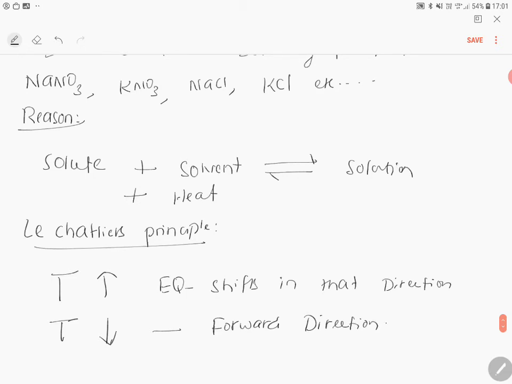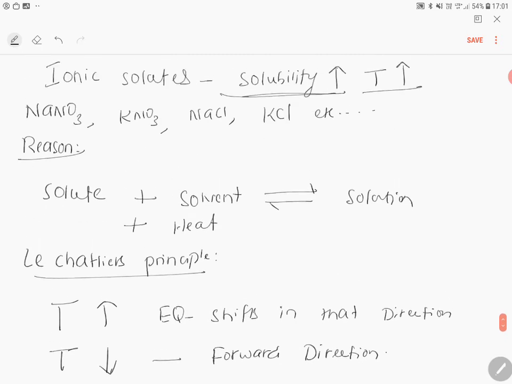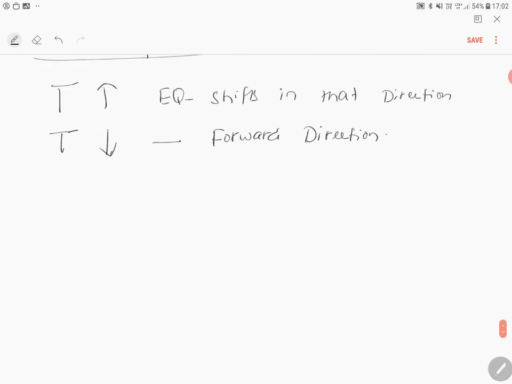That is the reason I said when the temperature increases, solubility also will increase. Means when it is shifting in the right hand side, means more amount of solute will be dissolved in the solution. So this is your case 1. So therefore, what is the conclusion? More solute, when temperature increases, more solute dissolves in the solvent.